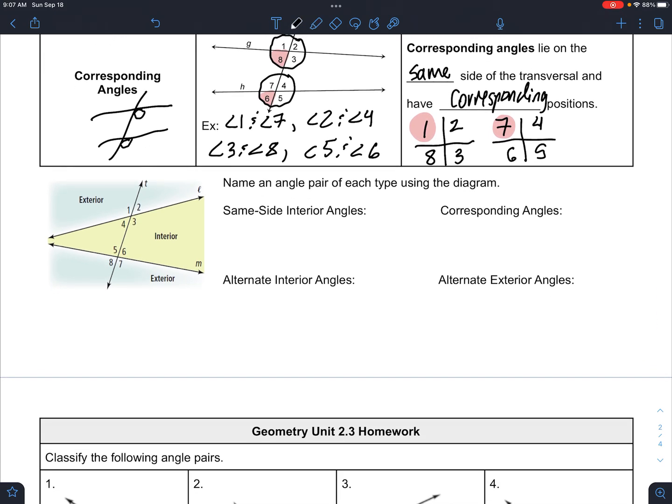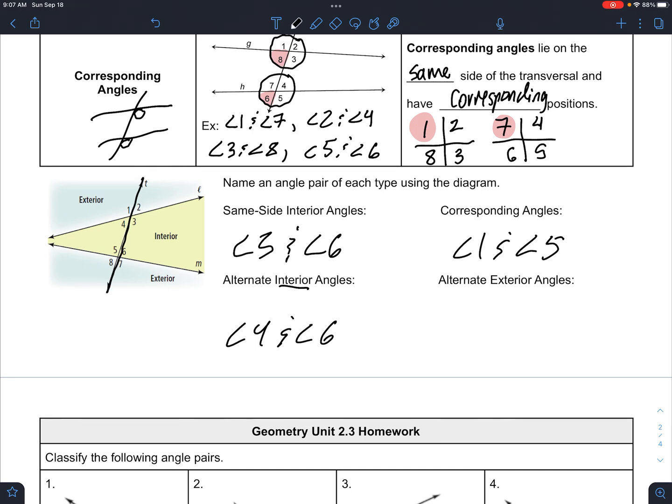Okay. So for some practice, let's list a pair of each type using the picture. So same side interior angles, how about 3 and 6? And these are a package deal. Corresponding, how about 1 and 5? So interior, but on opposite sides, how about 4 and 6? And opposite sides of T, but on the exterior, how about 1 and 7?